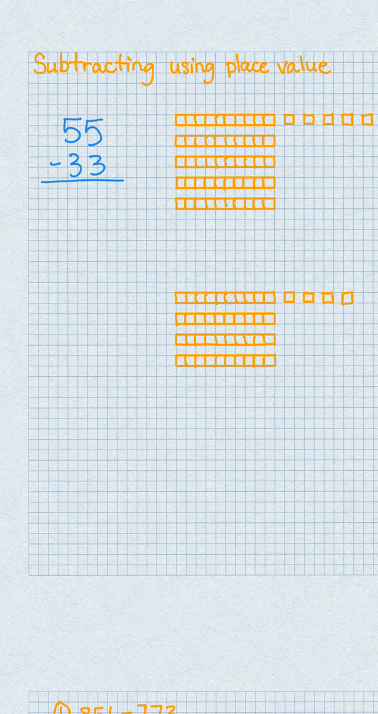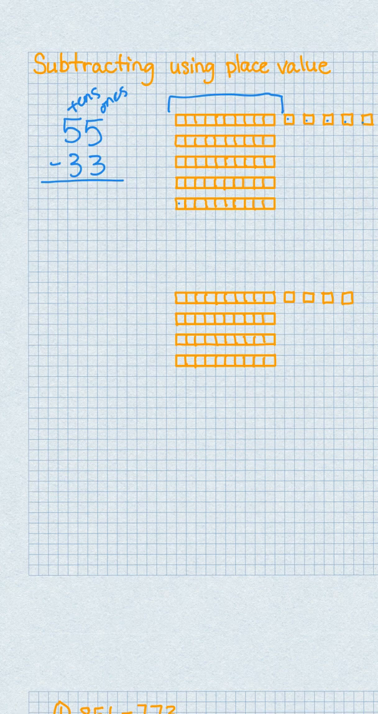So 55 means that there's 5 tens and 5 ones. So here are our 5 groups of 10: 1, 2, 3, 4, 5. And then our 5 ones: 1, 2, 3, 4, 5. 55. And we're subtracting 33.